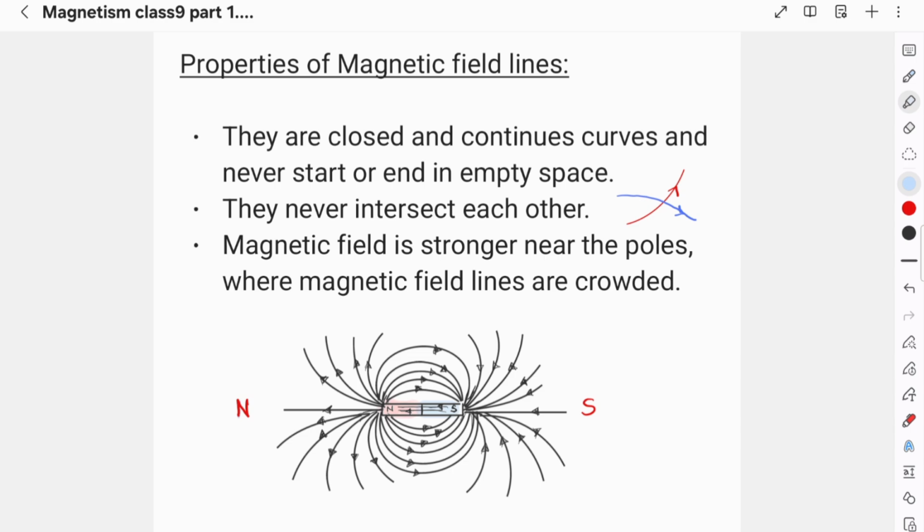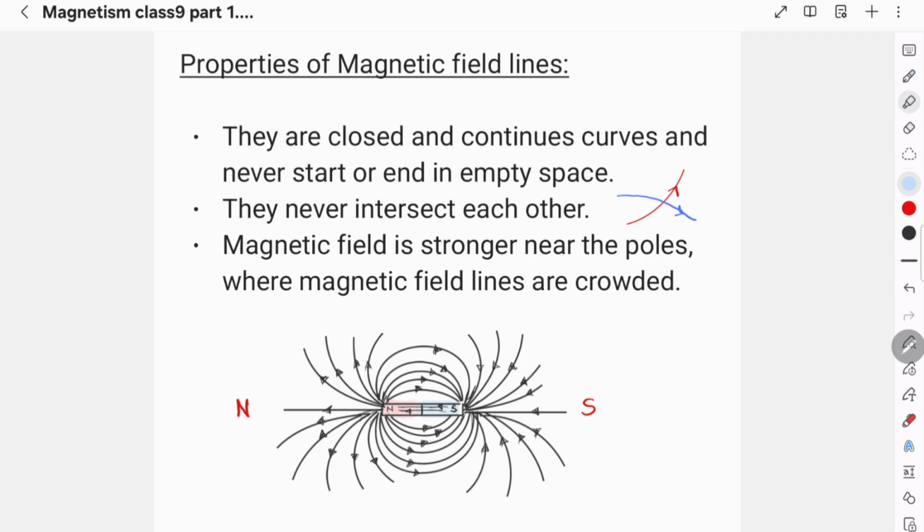So what happens if we see the two lines intersecting here? That means the same magnet is having the magnetic lines moving in two opposite directions. So this is not possible, because we have seen the properties. It starts from North Pole and enters the South Pole. So there can't be any intersection between them.